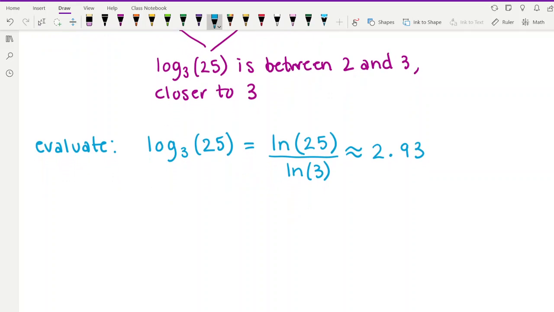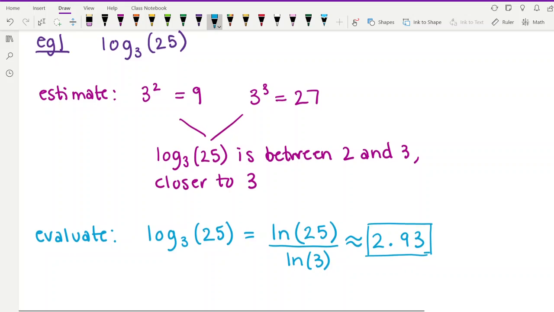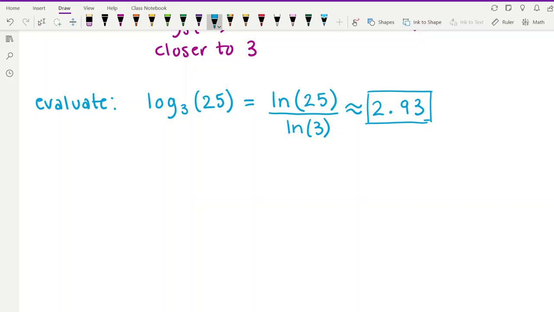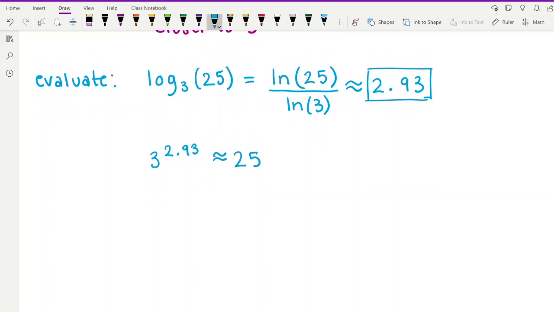You could have also done this with log, right? You could do log of 25 over log of 3. You would get the exact same answer. I'm just going to do it this one way to save time, but I would encourage you to try it with log and you'll see that you get the exact same result. So this fits with what we expected, right? We got an answer that is closer to 3, but it's between 2 and 3. And I would actually encourage you to check this too. Whatever you got as your answer in your calculator, if you take 3 and you raise it to that power, you should get approximately 25. Depending on how many decimal places you take, you might get something that's very close to 25. It might be a little off, but that's just because of rounding.